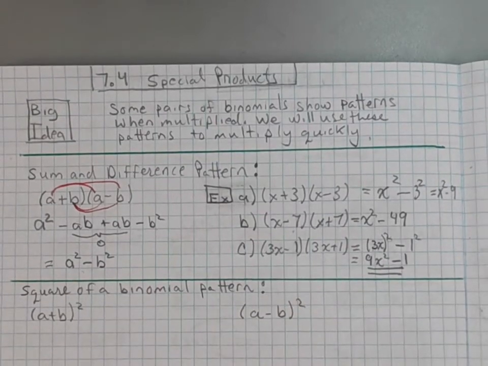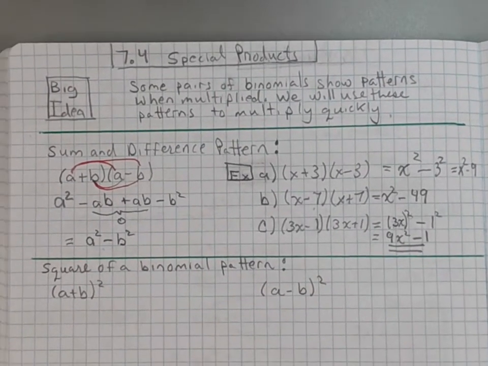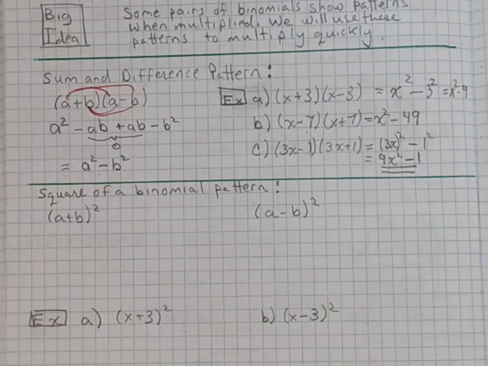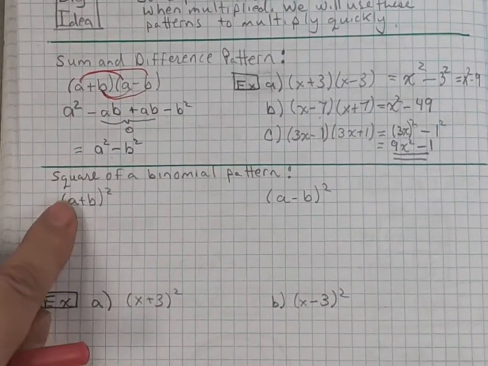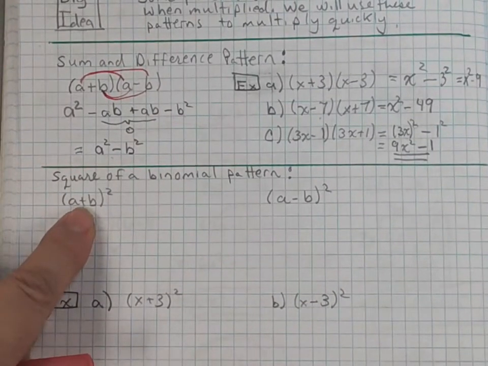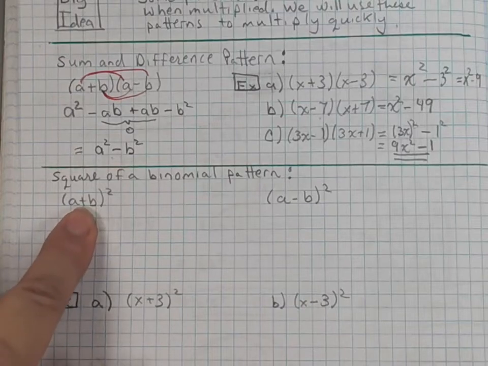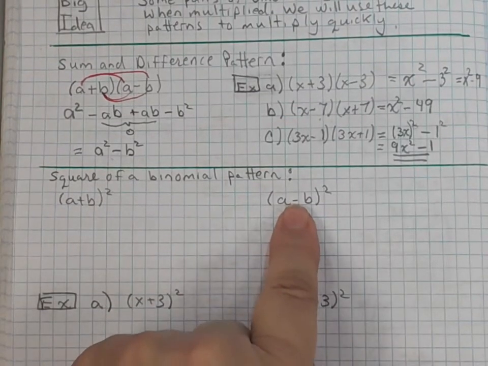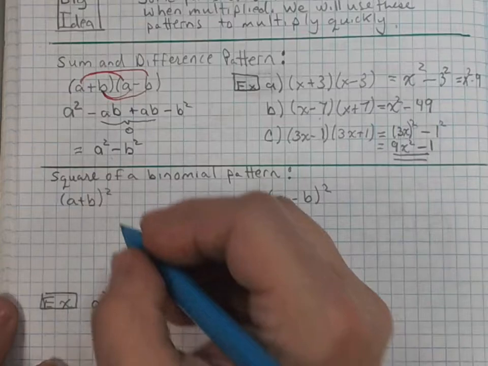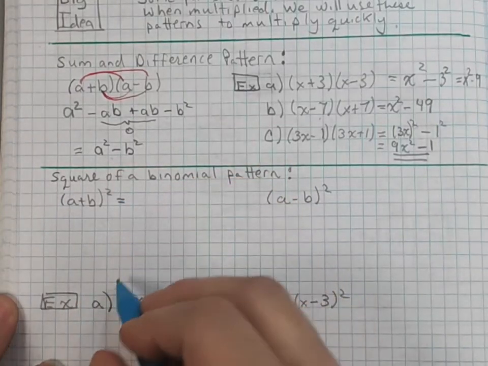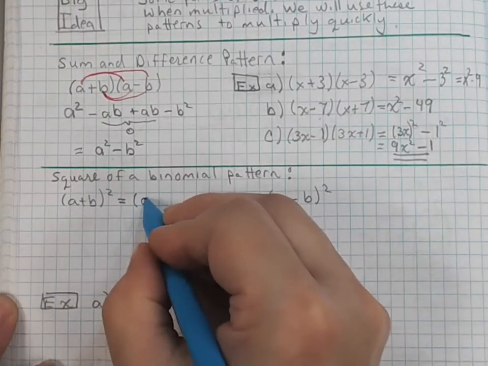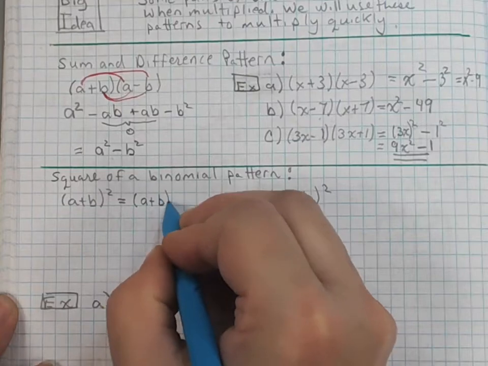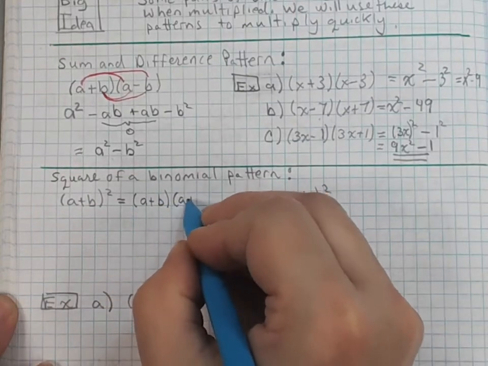Okay? All right, now there are two more patterns to show you. This is the square of a sum, and this one is the square of a difference. You do want to remember that when I'm squaring something, that means I'm multiplying it by itself. So this is a plus b times a plus b.